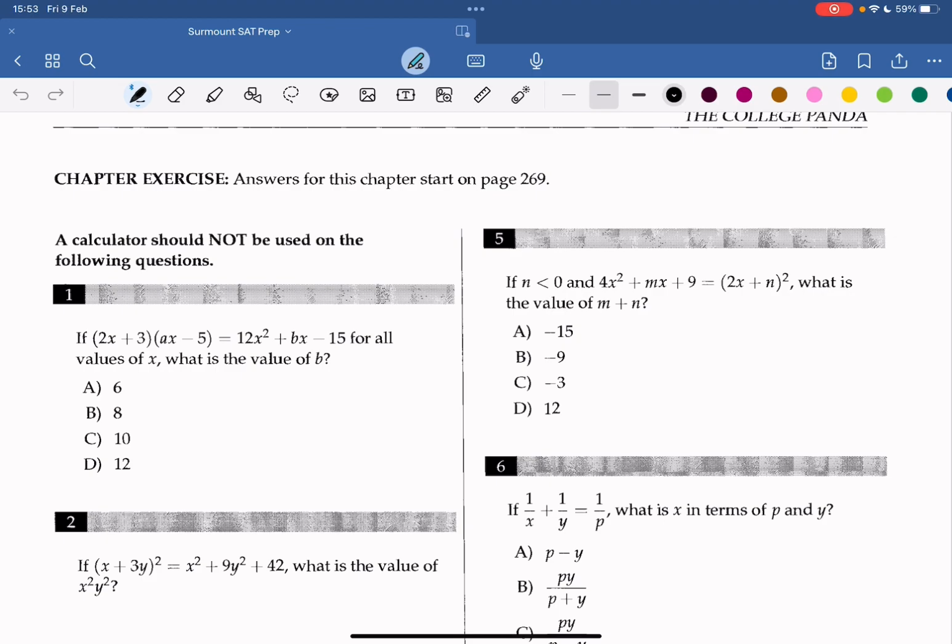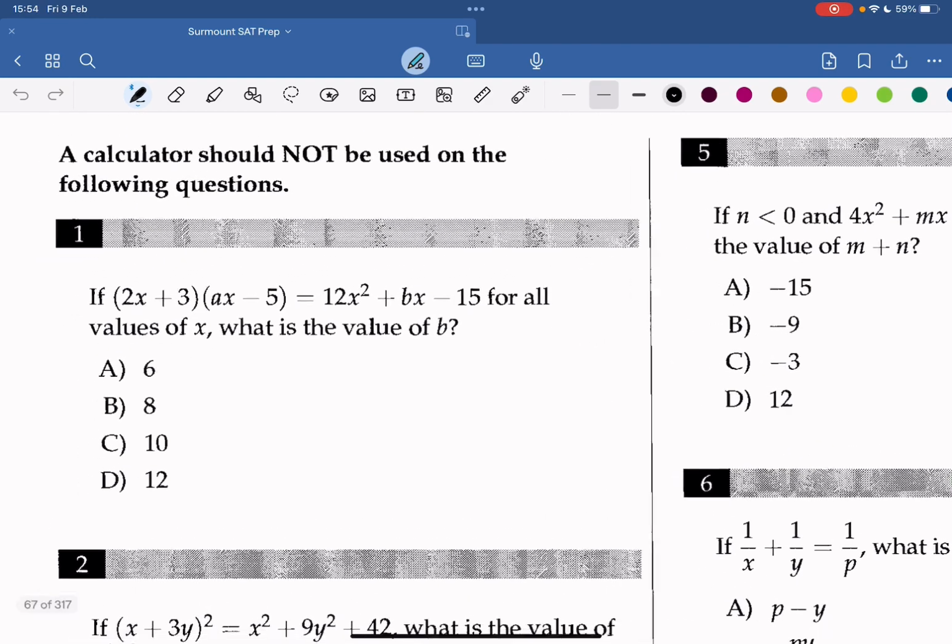Today we're going to tackle Chapter 8 of the exercises of more equation solving strategies. So let's go right ahead.